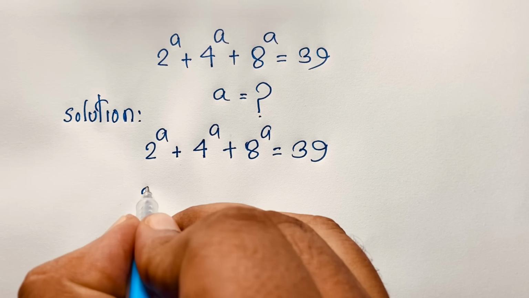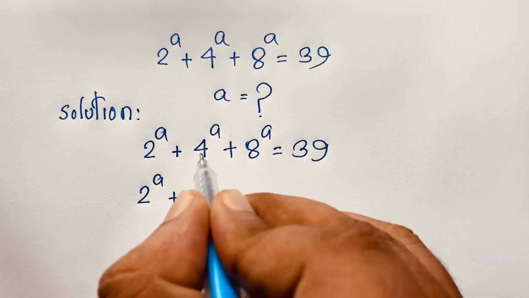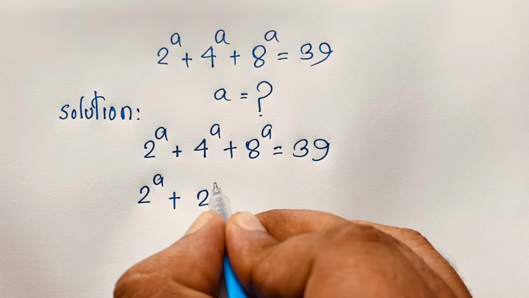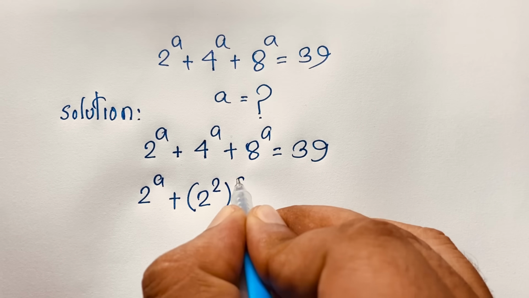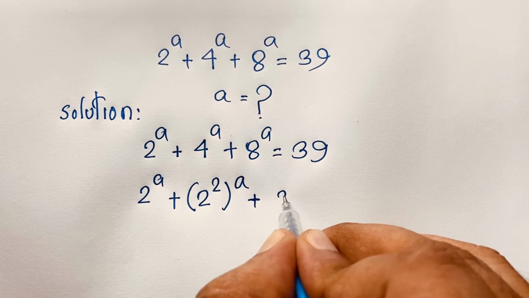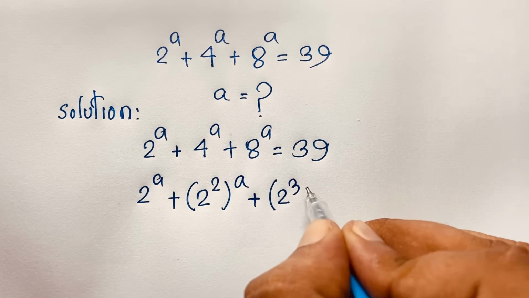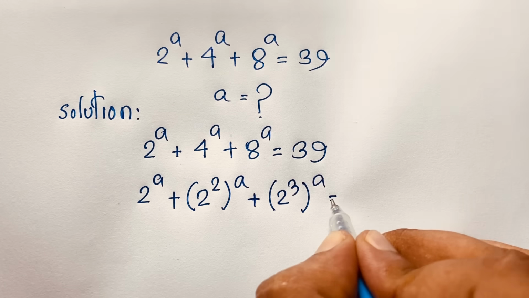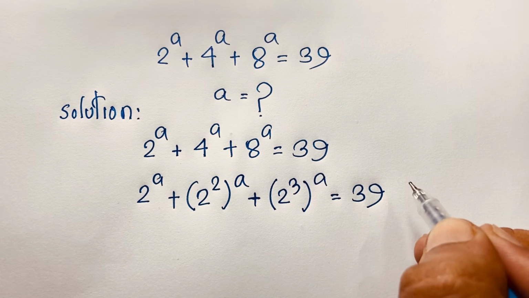Now you can say that it will be 2 to the power a, and this 4 will be (2 to the power 2) bracket power a. Look, 2 to the power 2 is 4. Then in the same way, it will be (2 to the power 3), which is 8, bracket power a, is equal to 39.